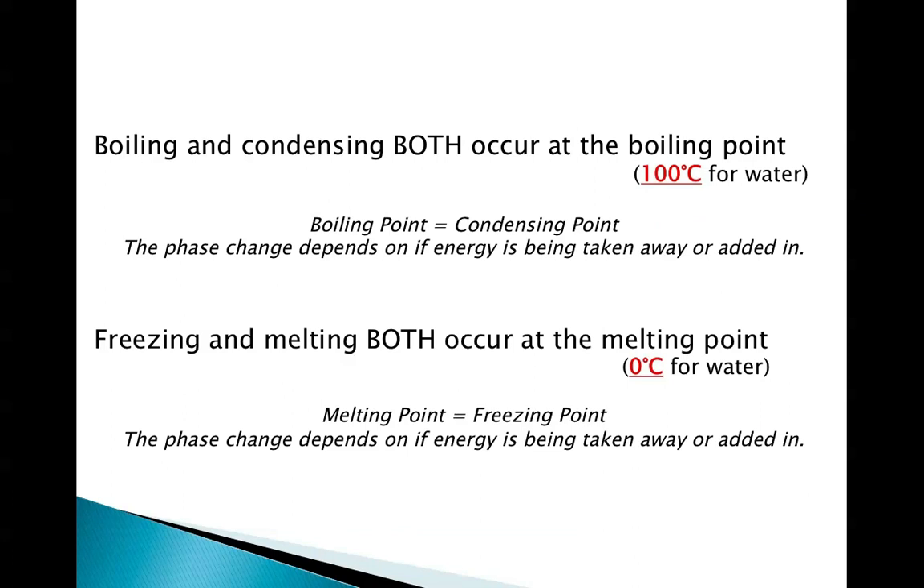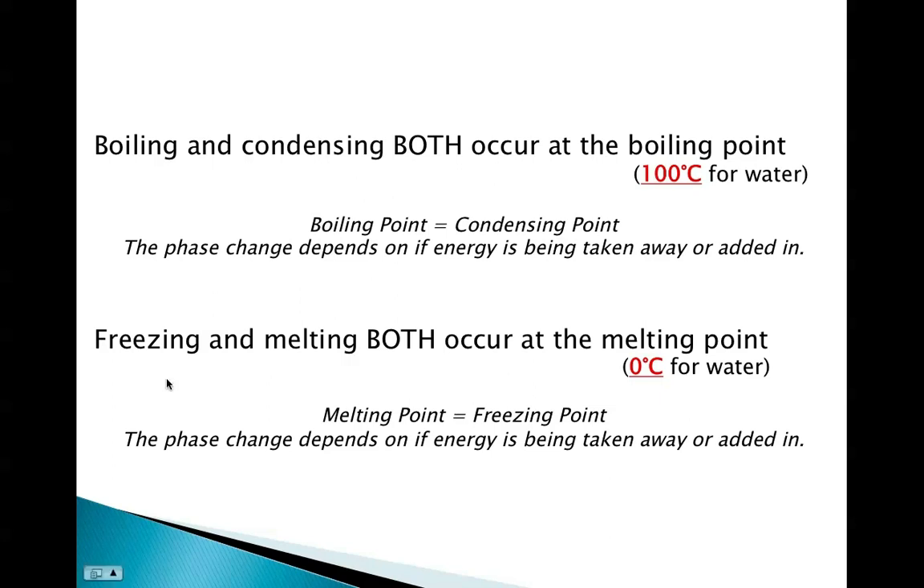Now, one thing I'd like to point out at this point when we're talking about all these different phase changes is the temperature at which they occur. Boiling and condensing both occur at the boiling point of water. So water can both boil at 100 degrees Celsius or condense at 100 degrees Celsius. Now, which phase change occurs depends on whether energy is being added or taken away.